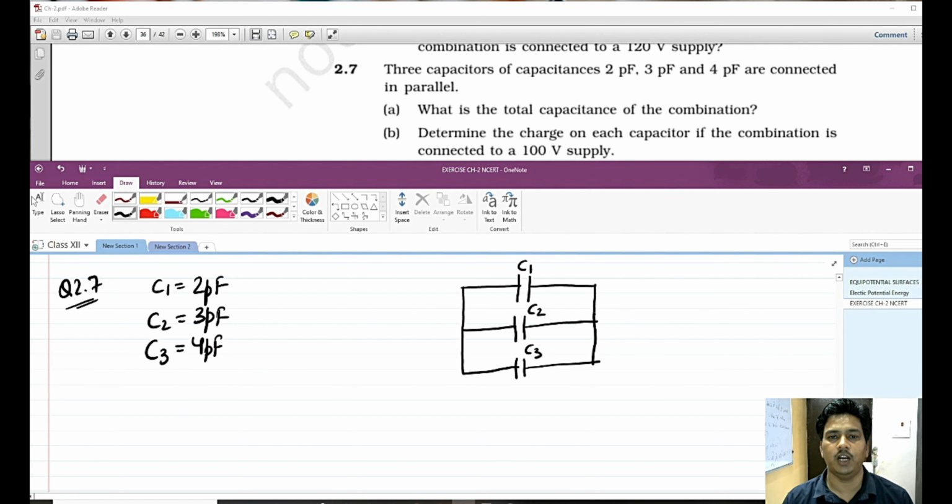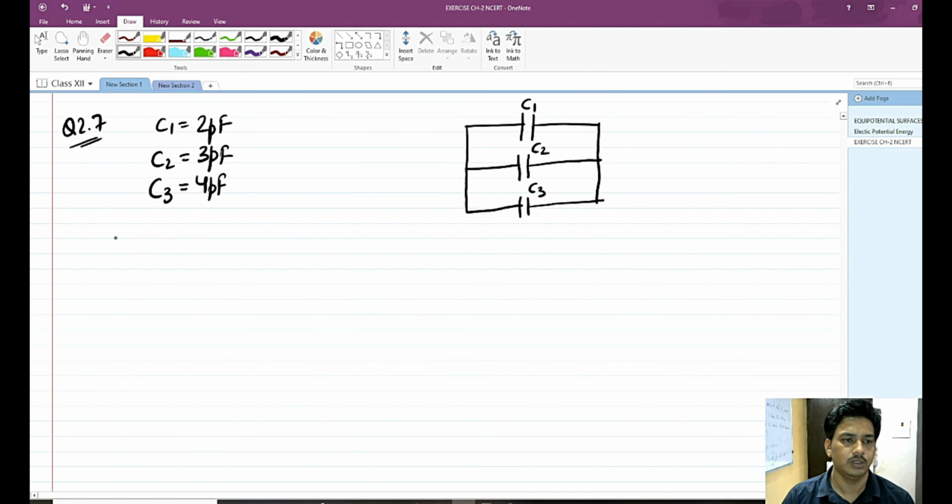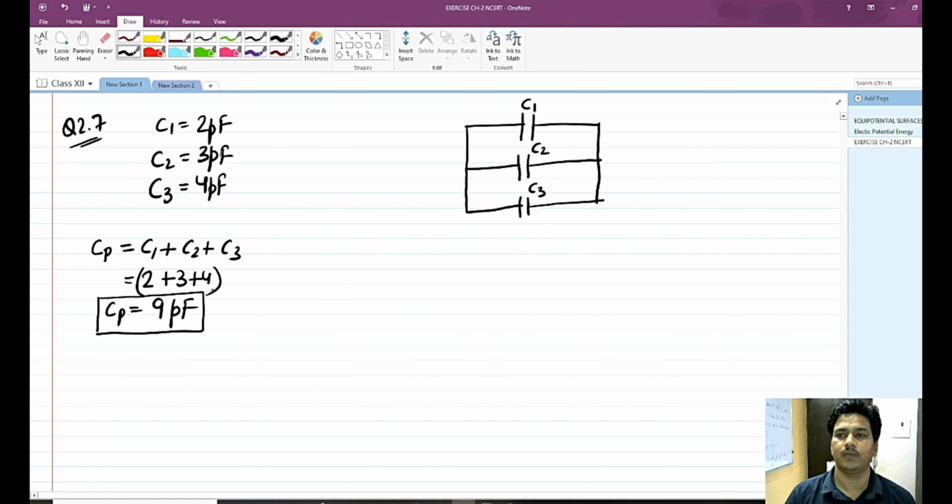So we connected all the 3 capacitors in parallel combination, C1, C2, C3. In the first part we have to calculate the total capacitance of the combination. We know the formula of equivalent capacitance in parallel combination: C1 plus C2 plus C3. That is 2 plus 3 plus 4, so 4 plus 3 is 7, plus 2 is 9. 9 picofarad is the equivalent capacitance.